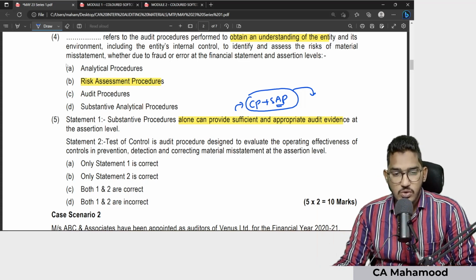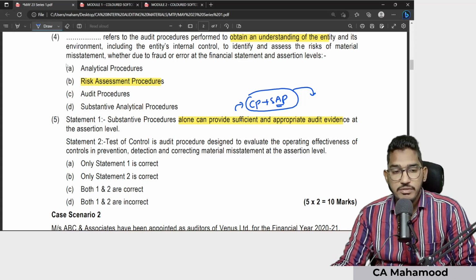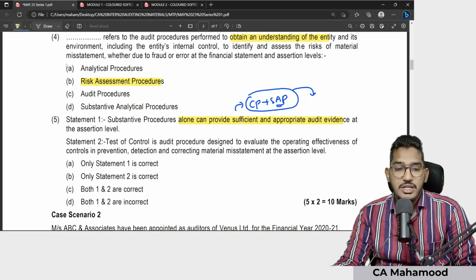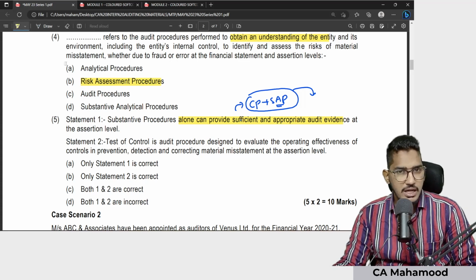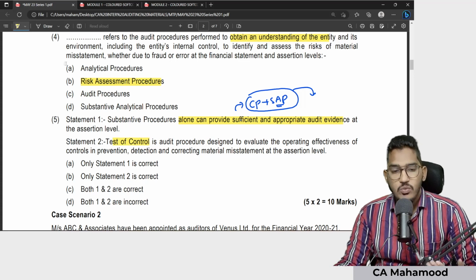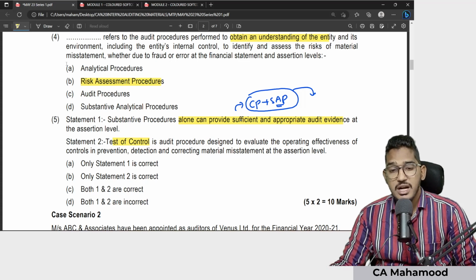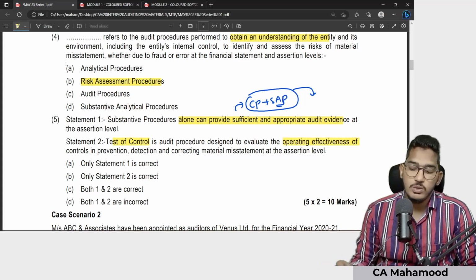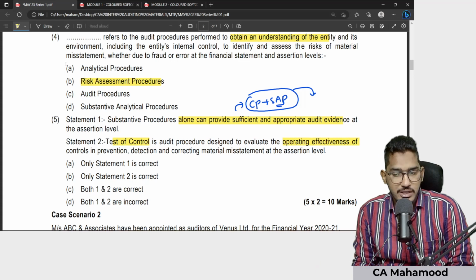Test of controls is an audit procedure designed to evaluate the operating effectiveness of internal controls in the prevention, detection and correction of misstatement. Do you agree with that? Yes. So it is nothing but test of control, the other name for compliance procedures. What do we do in the compliance procedures? We perform audit procedures to obtain audit evidence regarding the operating effectiveness of controls. That means whether the controls are working effectively or not.